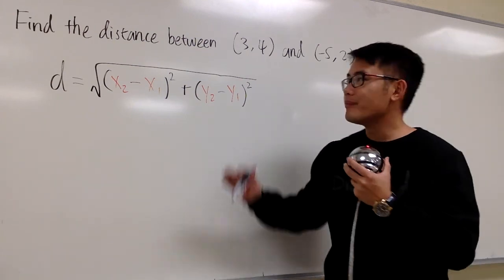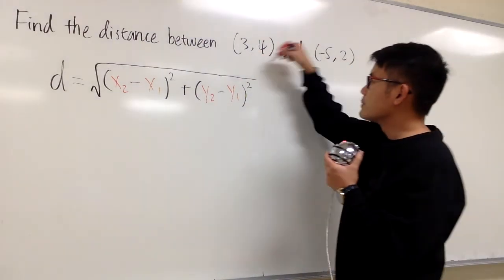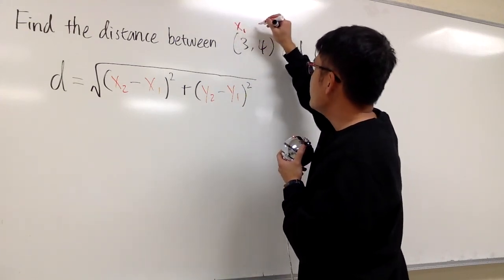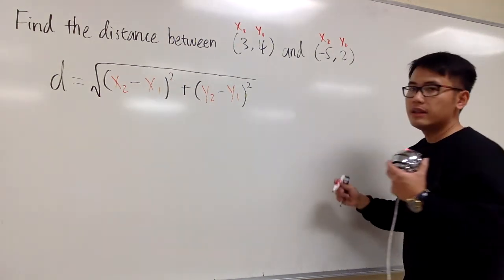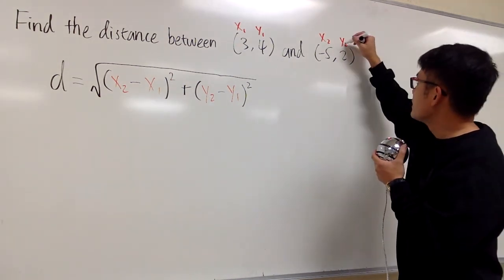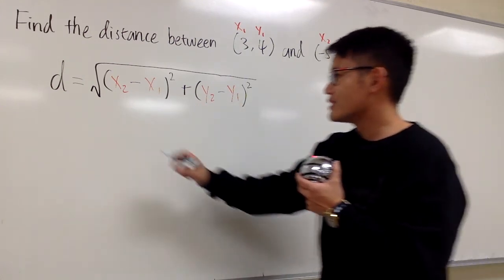And as you can see, we have these 2 points. Let's do some labeling first. This is the first point. I'm just going to label this as x1, y1, and this is going to be x2, y2. And all I have to do is plug in the numbers right here into the formula and then work it out.